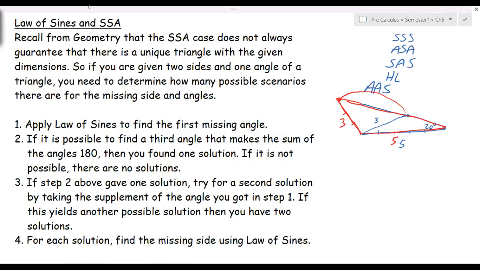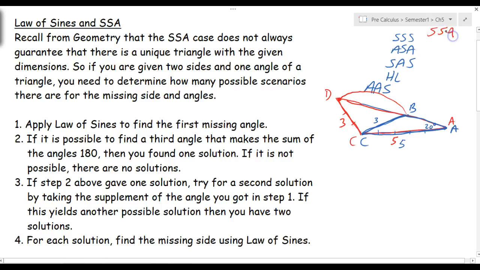So we have the blue triangle here. We'll call that triangle ABC. And the red triangle ABC, which both have sides of 3 and 5 and an angle of 20 degrees. So there are actually two different triangles that meet that description. So that's why SSA is not one of the triangle congruence theorems, because it doesn't guarantee that the two triangles will be exactly the same.